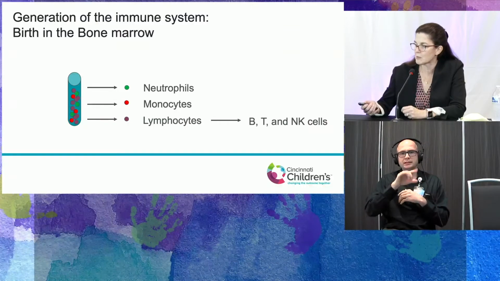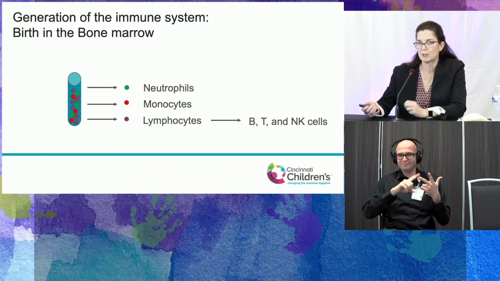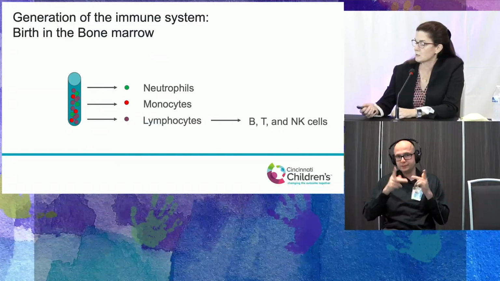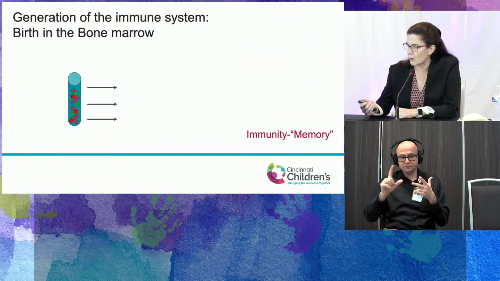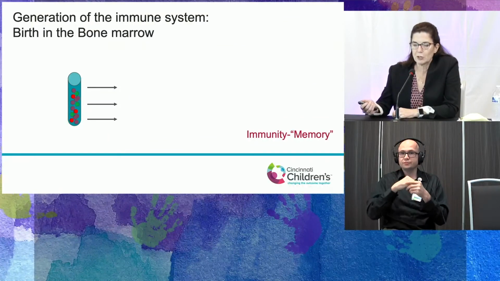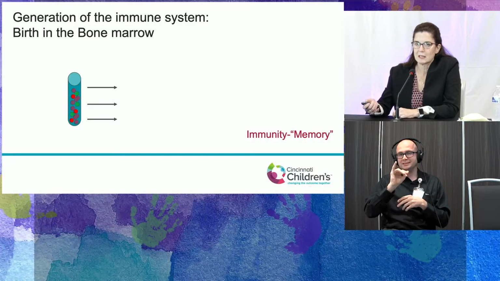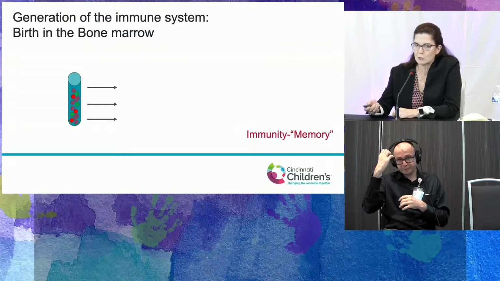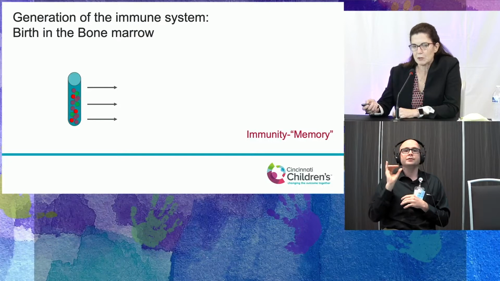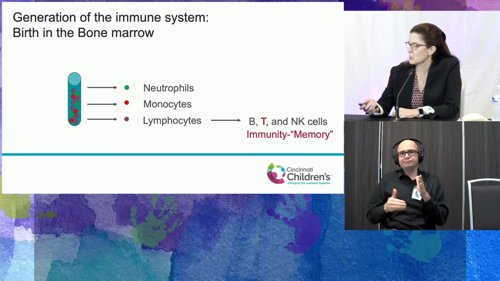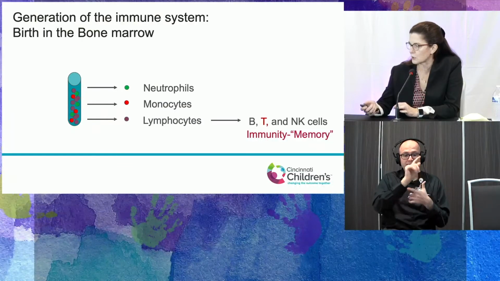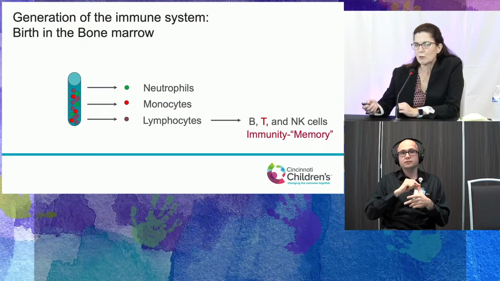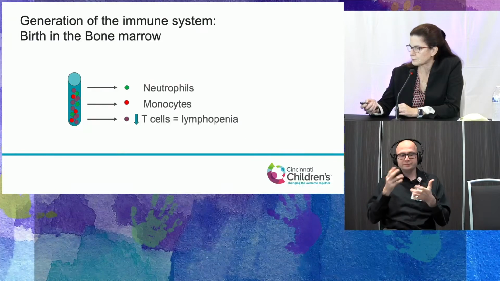We're going to spend our time talking about lymphocytes, and there are three different kinds. They are called B cells, T cells, and natural killer cells. They are involved in something called immunity, and immunity means that we have memory. Our immune system remembers something and keeps us from having recurrent infections. The cells involved in that are B cells, T cells, and natural killer cells. And for CHARGE syndrome, we focus on T cells.